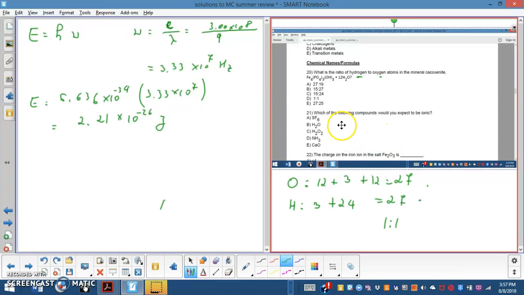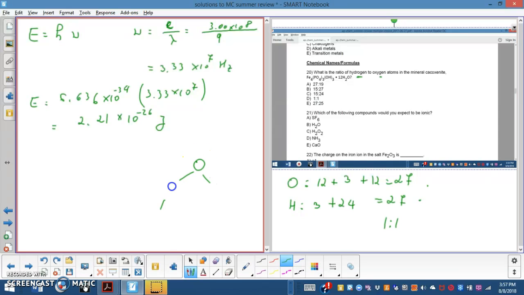For 21, which of the following compounds would you expect to be ionic? So you have sulfur and fluorine. That's not ionic because both of them are in the P group. H2O, you know that this is a typical Lewis structure scenario, right? And if you're drawing the Lewis structure, you don't have an ionic compound. This is a shared one, so this is covalent, right? It would be ionic if you're transferring those electrons. H2O2, same thing. And H3 again, I'm sorry, it's covalent, right? All of those are covalent.